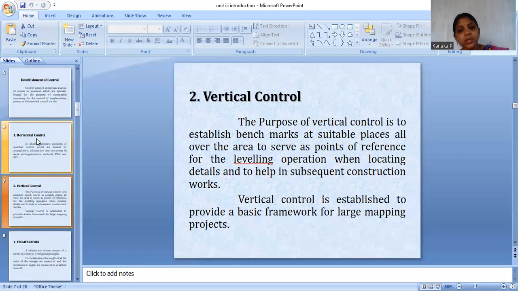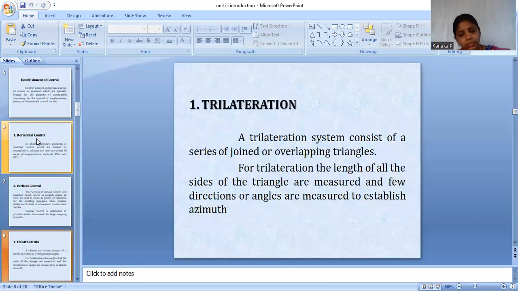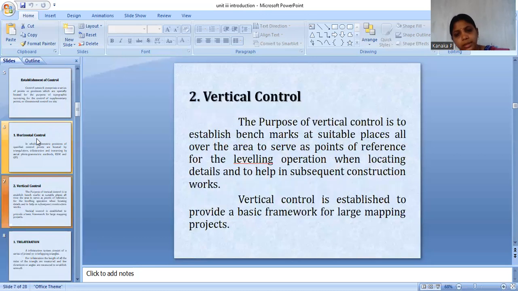This is established to provide the basic framework of large mapping projects. It is very helpful for subsequent construction works, and very useful for controlling the points during construction. So, horizontal control and vertical control.